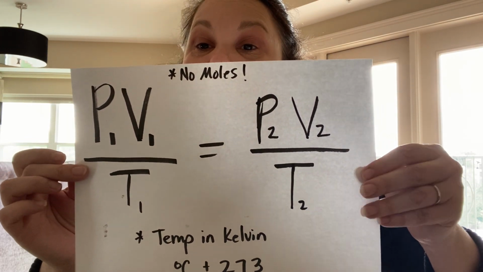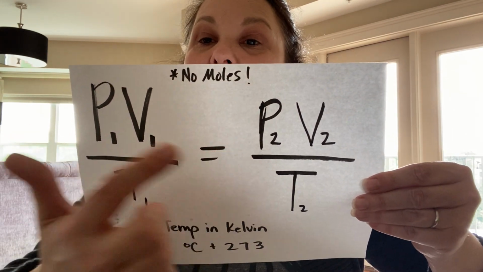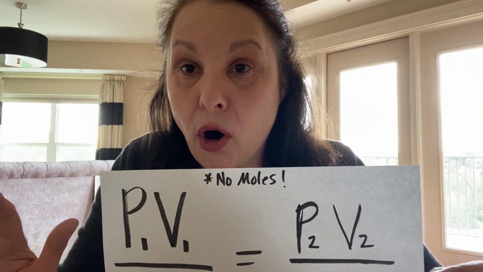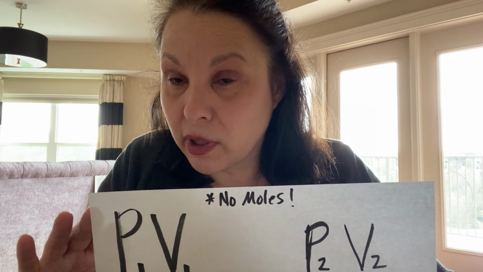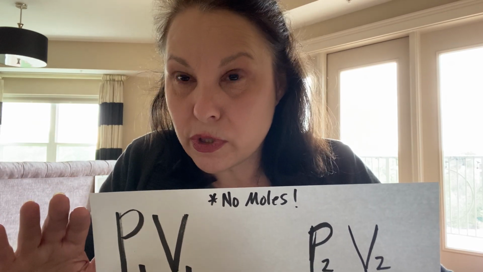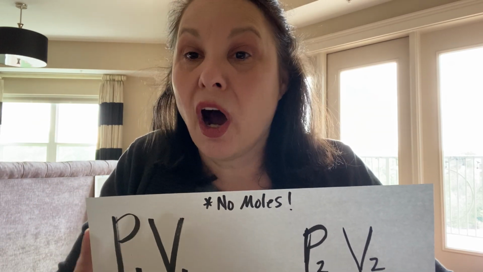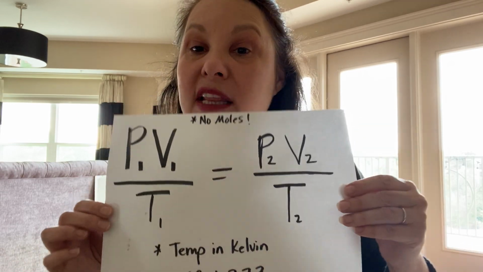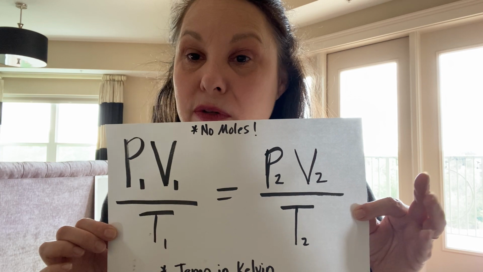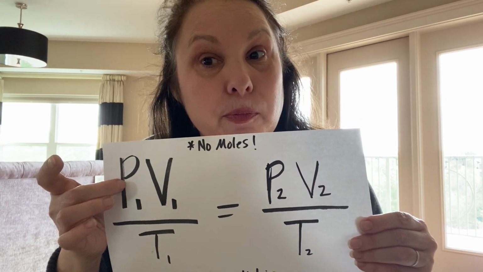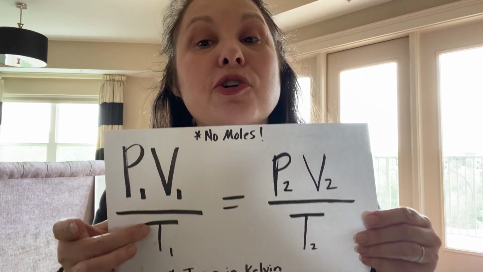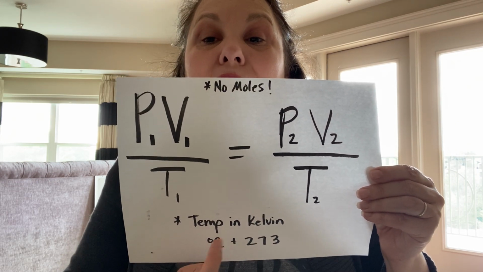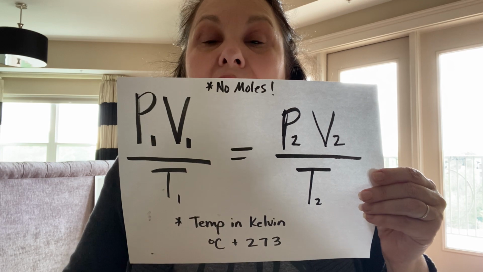And if you notice, it's only P's, V's, and T's only. No R's, and most importantly, no moles. So when your problem does not refer to moles in any way, then this is the one you have to use. Notice that P is still pressure, V is still volume, T is still your temperature in Kelvin, and again, that's how you change it.